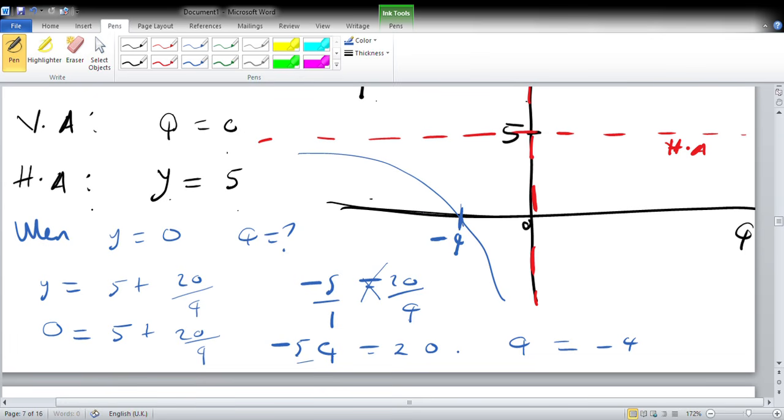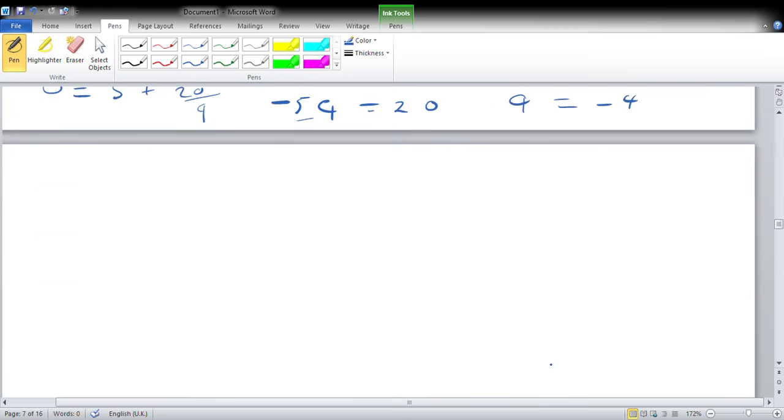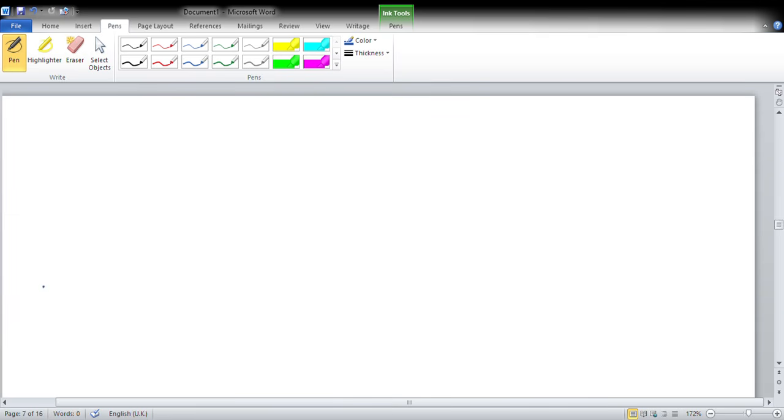And you are done. Don't forget to label your graph. This is y equals to 5 plus 20 over q. And you are done. So this is how you'll be able to solve and graph all your graphs in that question number 22 of your nonlinear function hyperbolic. So your exercise is the remaining.